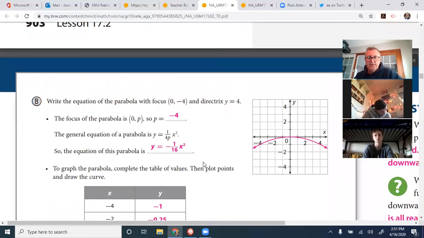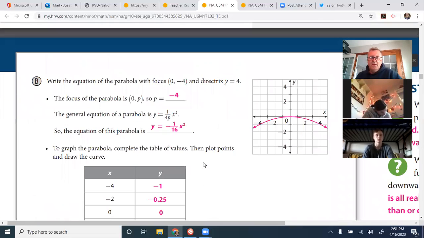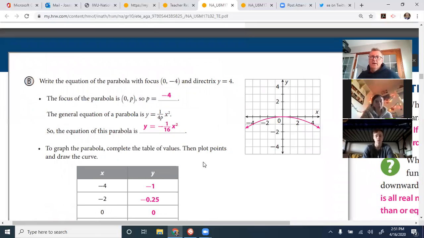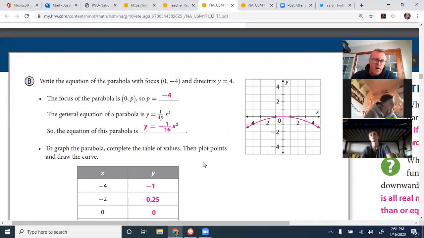All right, now this is a good one right here. Look at letter B. It says write the equation of the parabola with focus 0, -4. That means the focus is way down here, right there where my mouse is. And the directrix then would be 4 units away, would be way up here.